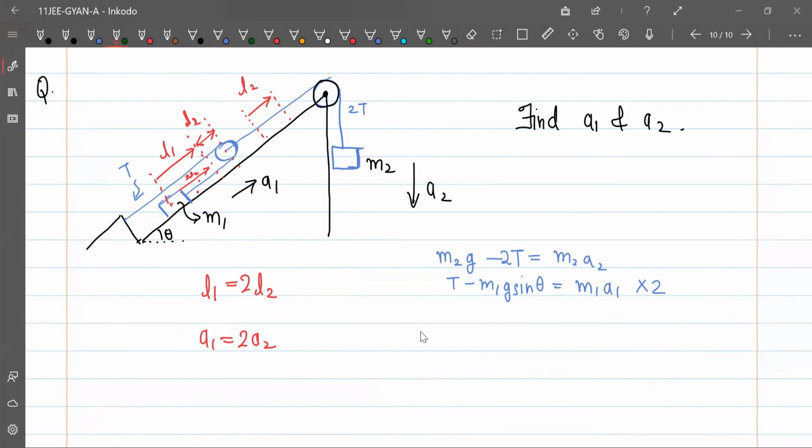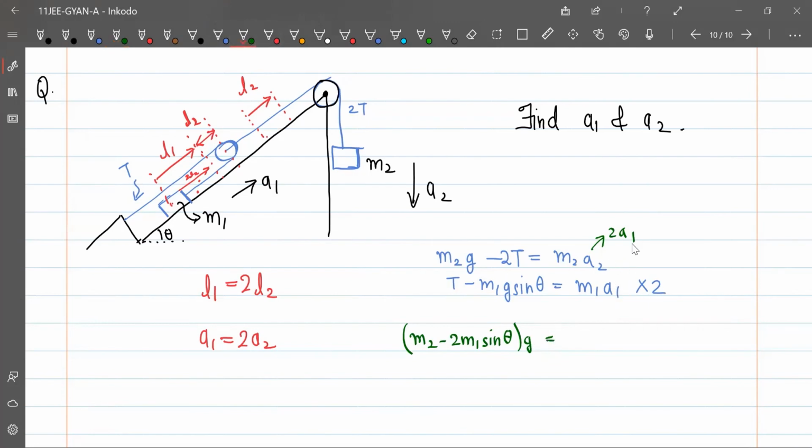So that will give me M2 minus 2M1 sin theta, G कॉमन आ जाएगा and A1 A2 में रिलेशन है, A2 is equal to twice of A1. So this will become, टेंशन को कैंसिल आउट करना है तो इसलिए मैंने 2 से मल्टीप्लाई किया. टेंशन को कैंसिल करके एक्सेलरेशन फाइंड आउट करना इज द इजीएस्ट मेथड. सब्स्टिट्यूशन मेथड में बहुत लंबा हो जाता है एक्चुअली, सो आई प्रेफर दिस मेथड.